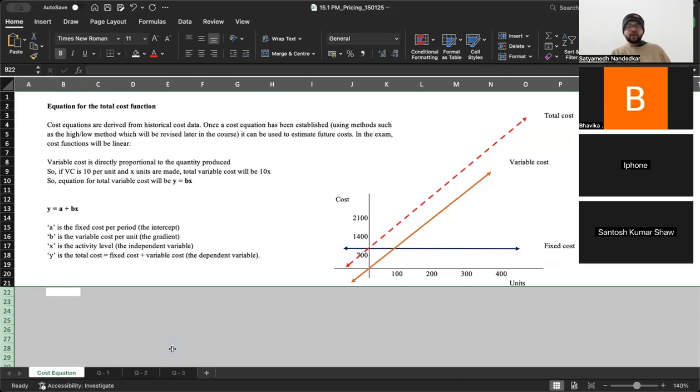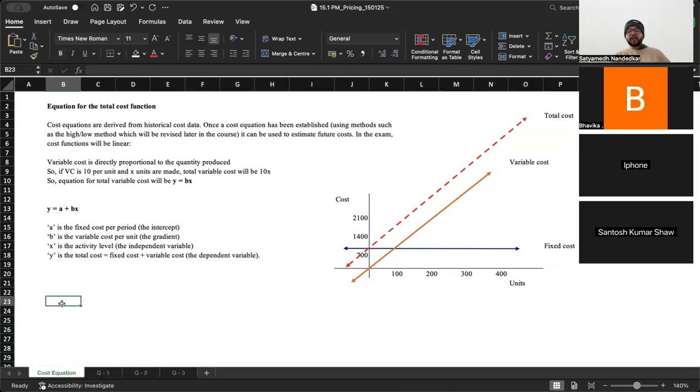In the exam, the cost function will be linear. In real life, it need not necessarily be linear. It could take the form of a curve also. But in our performance management discussions, all the questions relating to cost, revenue, demand, marginal revenue, all of these are basically linear graphs, as in they can be expressed graphically in the form of a straight line, not as a curve.